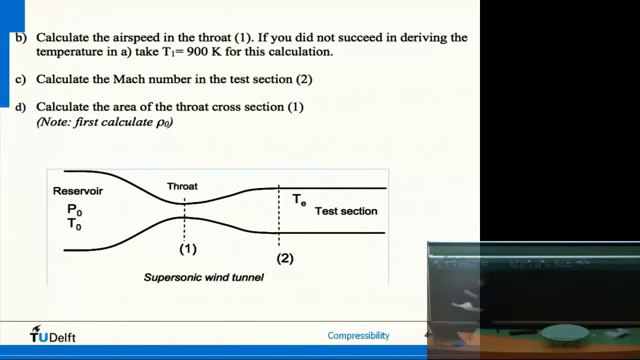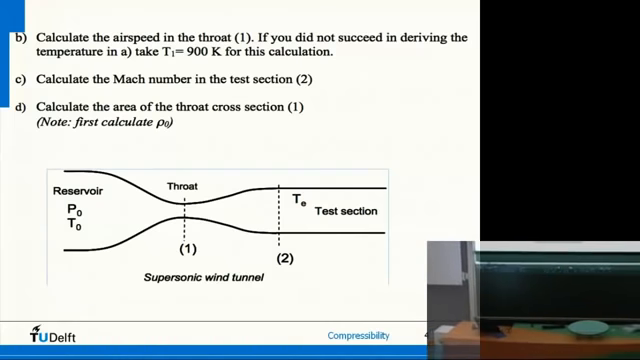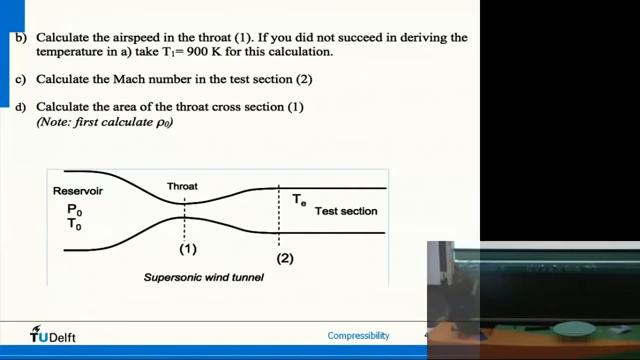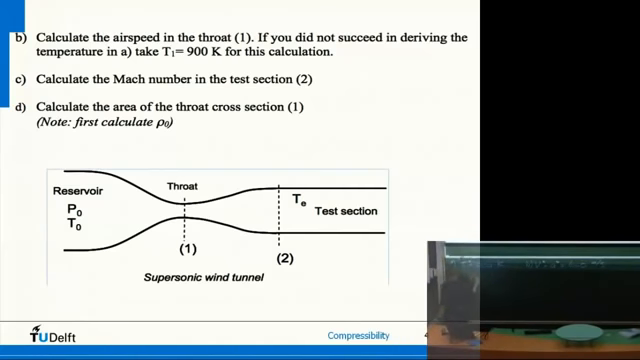Now let's continue with question C. And the question there is, calculate the Mach number in the test section. Any ideas how we can? Yes. So step 1, what is the Mach number? Speed divided by the speed of sound. So Mach number in the test section is V test over A test. Now, was there any information that we can use?